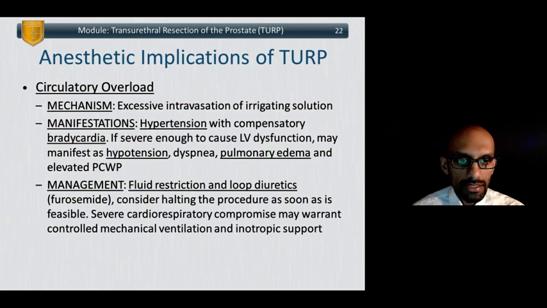So overall, the implication of doing a classic TURP procedure with any of the variety of these irrigation fluids is that you can have circulatory overload, the excessive intravasation of irrigation solution in free water, which can develop into hypertension and bradycardia through compensatory mechanisms. If it's enough to cause LV dysfunction, the patient may become hypotensive and pulmonary edema may develop. Management of this includes fluid restriction and loop diuretics and halting the procedure as soon as possible.